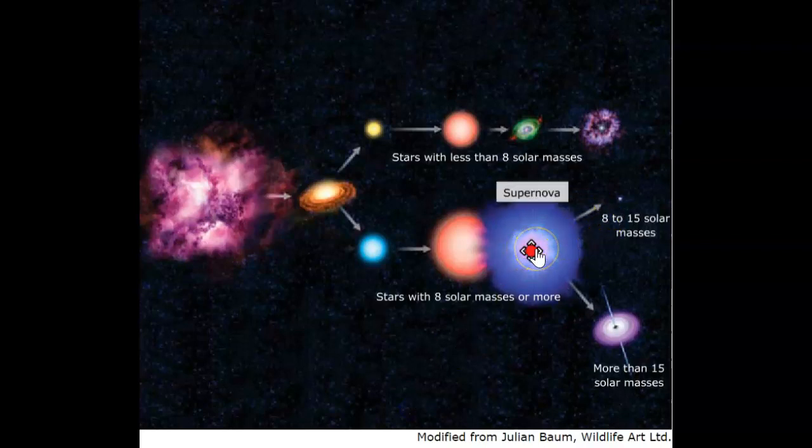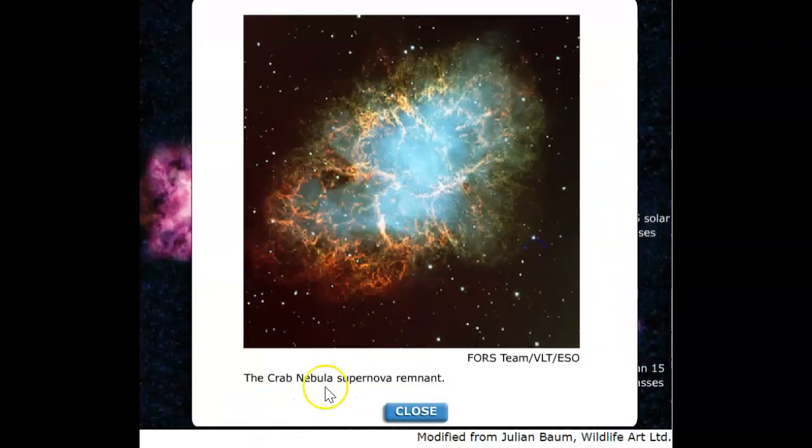After that, it's going to go supernova. This is the Crab Nebula supernova remnant. It's beautiful. And all of these attributions you're going to see are different telescopes and agencies that were involved in capturing these images.